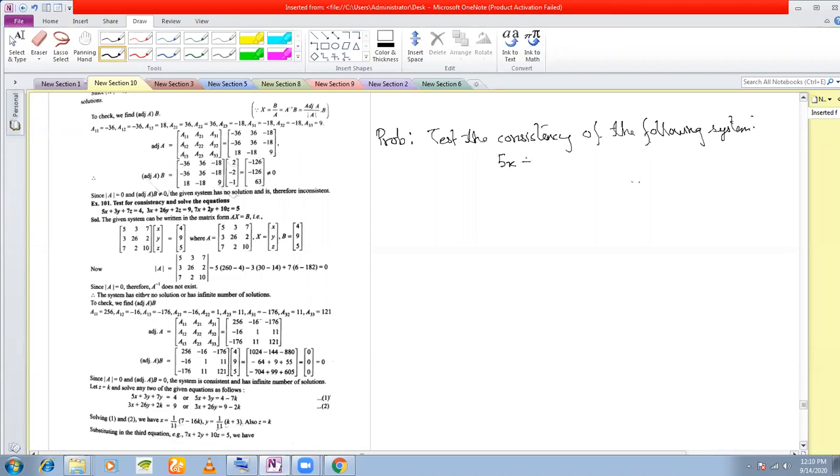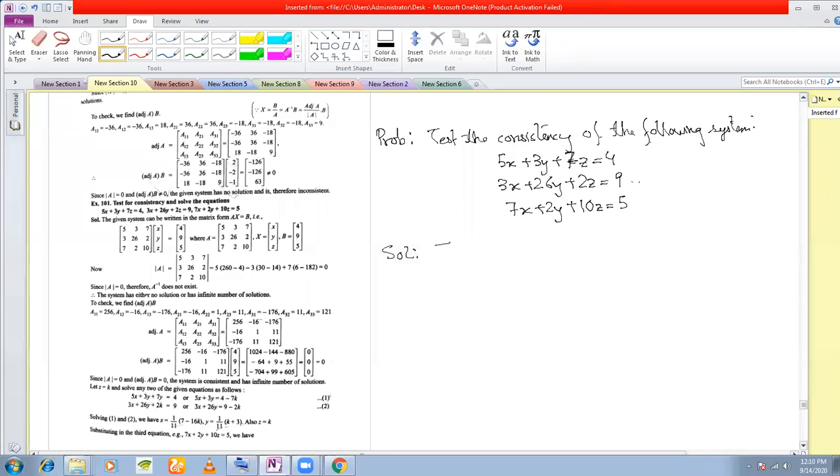5x plus 3y plus 7z is equal to 4. 3x plus 26y plus 2z is equal to 9. 7x plus 2y plus 10z is equal to 5. Check the consistency of this system.